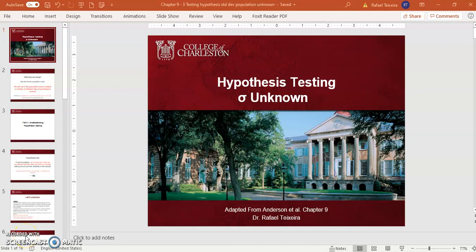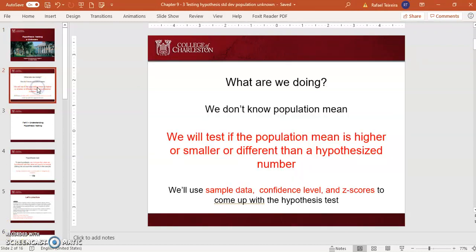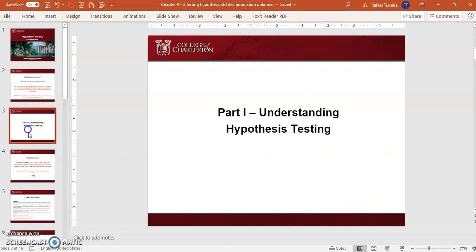Hi, this class is to talk about hypothesis testing when you don't know the population standard deviation. This is chapter 9, and what we are doing is testing if the population mean we find in a sample, a point estimator of a sample, is higher or smaller or different than a hypothesized number. We're going to be using sample data, confidence level, and z-scores, concepts that you learned before.